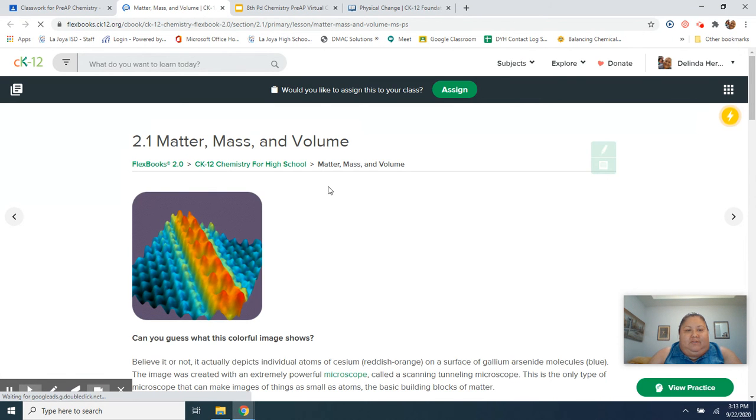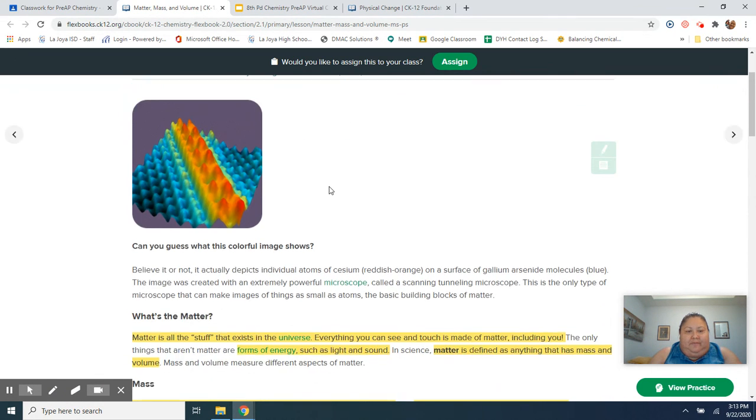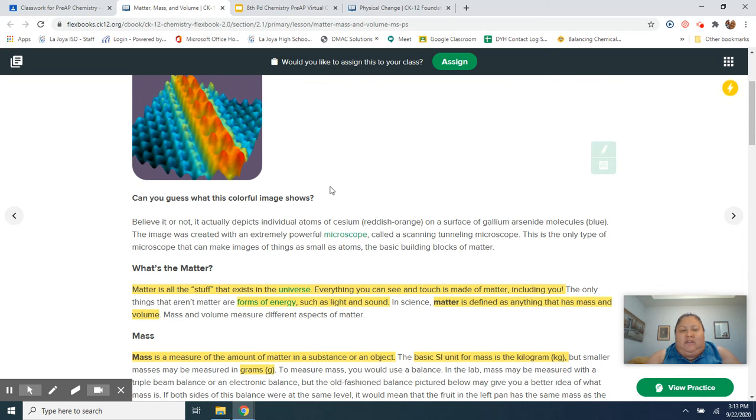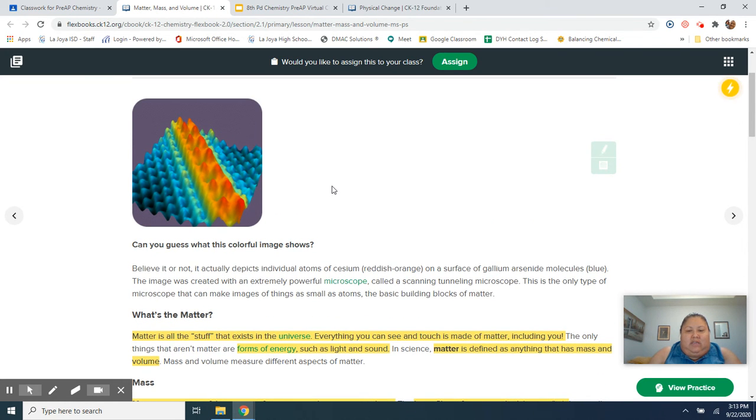Okay, so here you have 2.1 matter, mass, and volume. If you notice, this is a picture from a scanning tunneling microscope. It's an extremely powerful and, I'm pretty sure, expensive microscope that shows cesium attached to a gallium arsenide molecule. This is just a reminder of what is actually seen at the molecular level when looking at regular compounds.